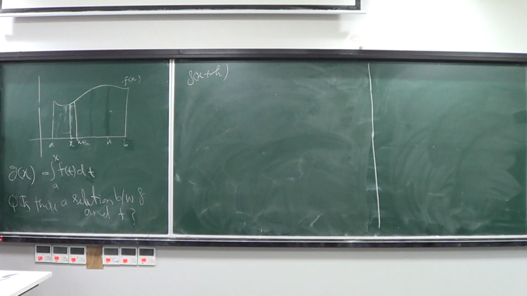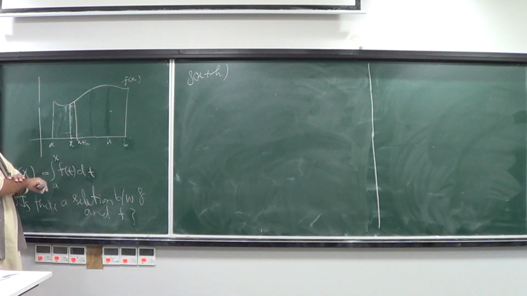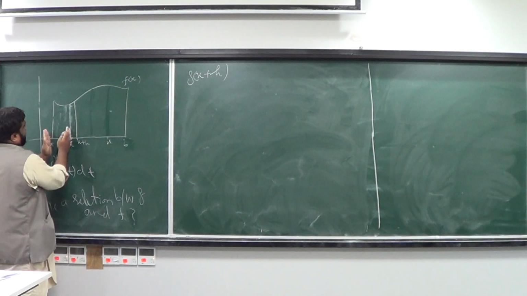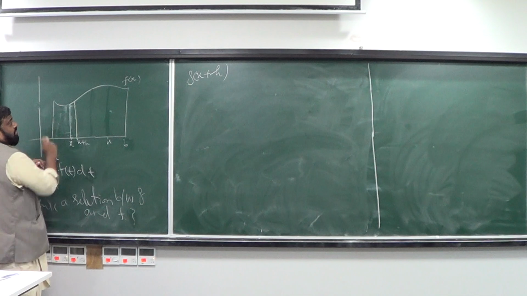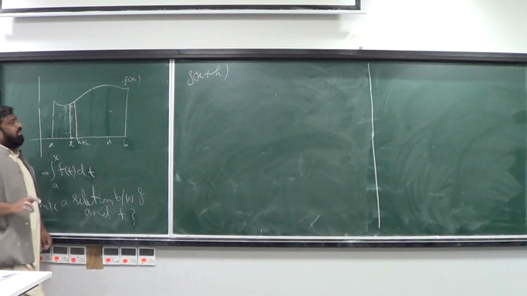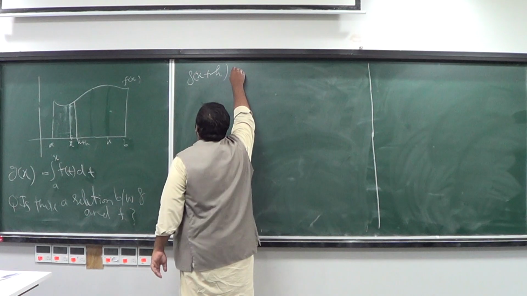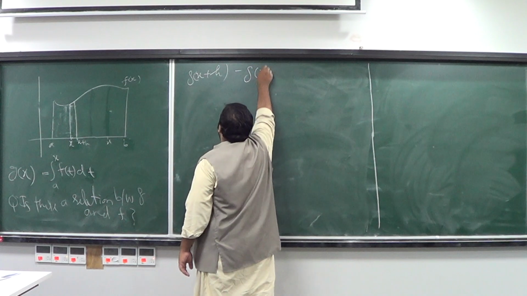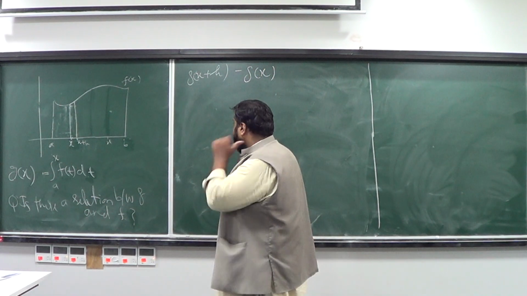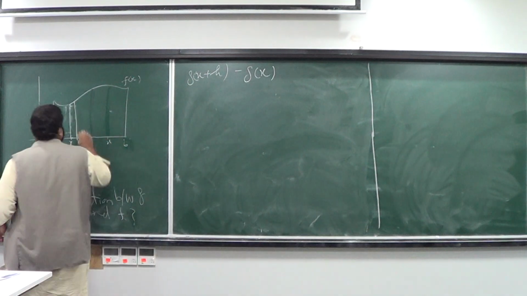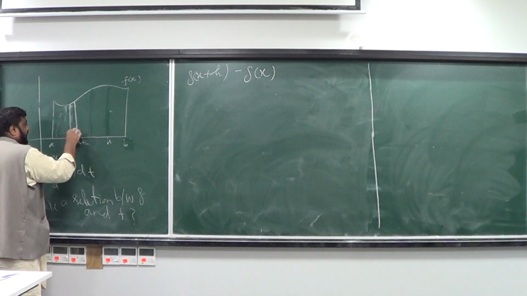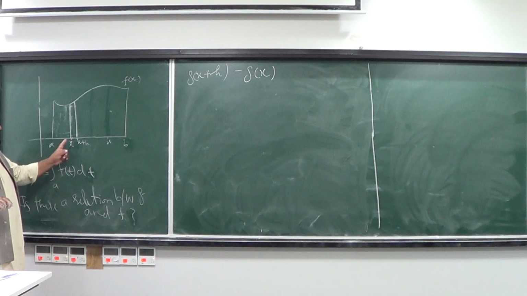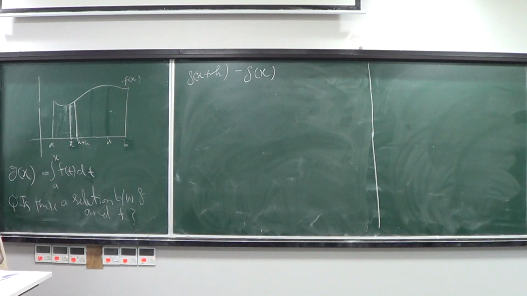Now, if I want to make sense of this small chunk, what do I need to do? From this entire big area, if I subtract this area, I'm going to remain with this small area. So g of x plus h minus g of x gives this small area under the curve f of x in the interval from x to x plus h.